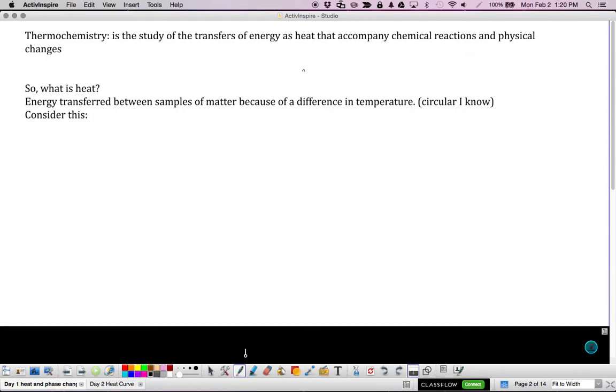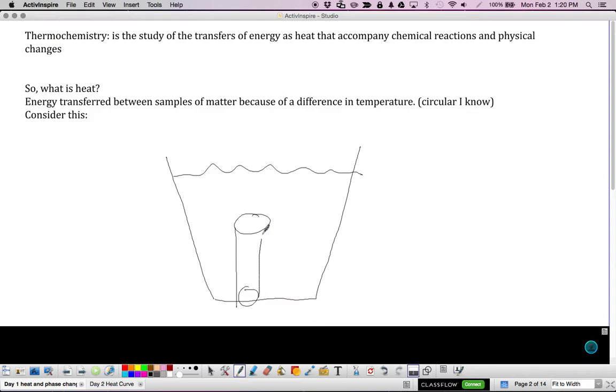So we're going to make a little drawing here, and we're going to come back to it over and over again. So here's a container that has some water in it. Okay, and I'm going to start by saying here's my hot piece of metal. Okay, and we'll say it's a cylinder. It's a hot metal cylinder. All right, so the energy is going to be transferred between the hot metal cylinder and the cooler water because of a difference in temperature.